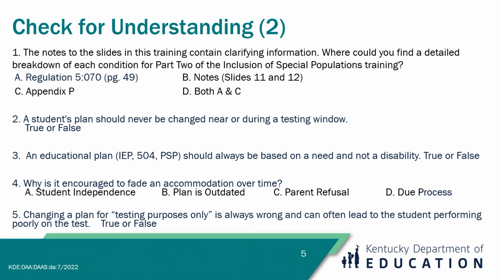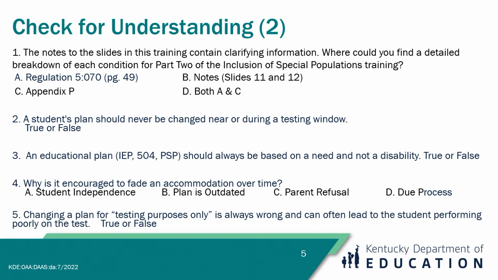Number 3, an educational plan, IEP, 504, PSP, should always be based on a need and not a disability. Is this true or false? The answer to this question is true. So an educational plan should always be based on a need for the student and not the disability type.